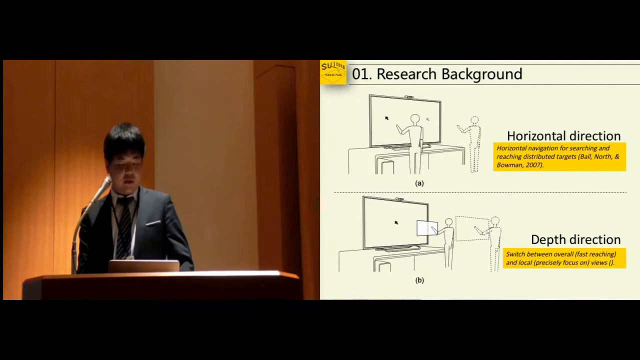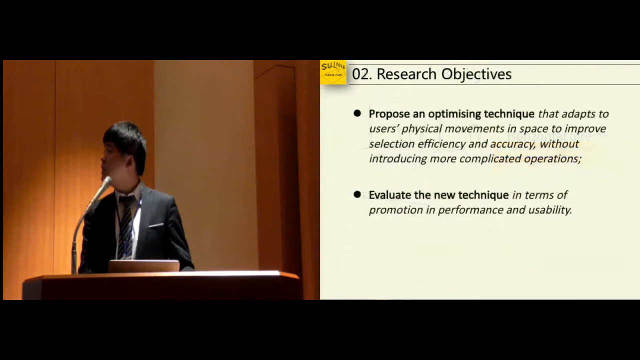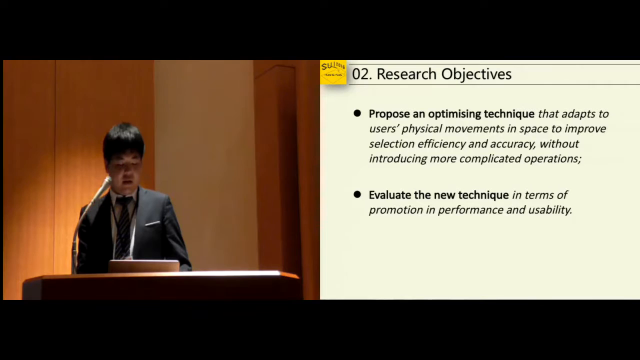While they step closer to or farther away from the large displays to switch between overall and local views of the user interface, the user's movement in left and right directions is defined as horizontal navigation, while movement in distance is defined as interaction distance change. In this paper, users' horizontal navigations are automatically tracked to optimize interaction efficiency. Users' distance changes are adapted to adjust the freehand selection accuracy.